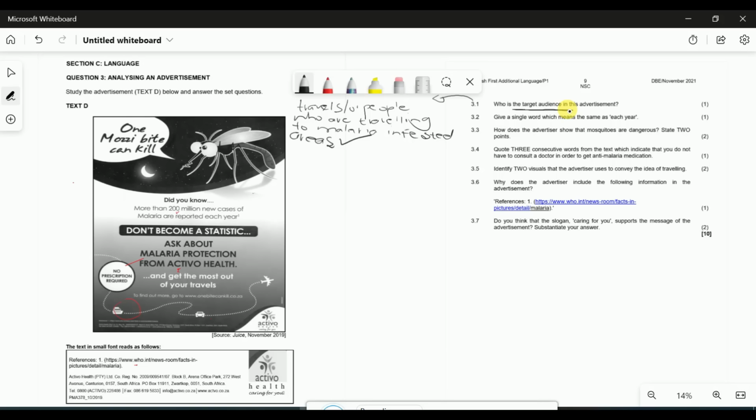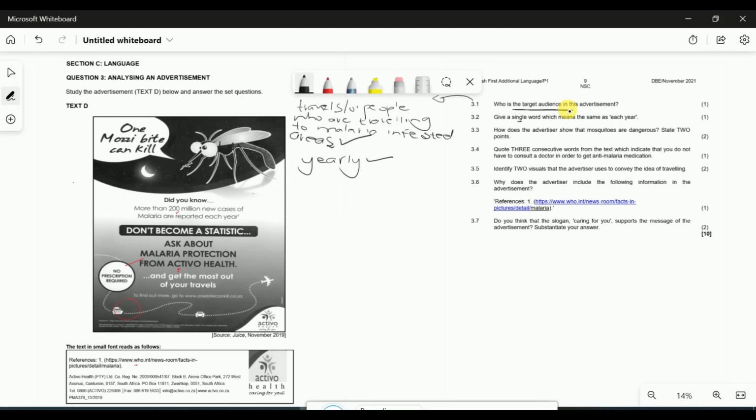If each year, we can say yearly. For this one, we can say yearly, a single word. Question interpretation, it says what? A single word, so we can say yearly, and then of course this is correct. How does the advertiser show that the mosquitoes are dangerous?